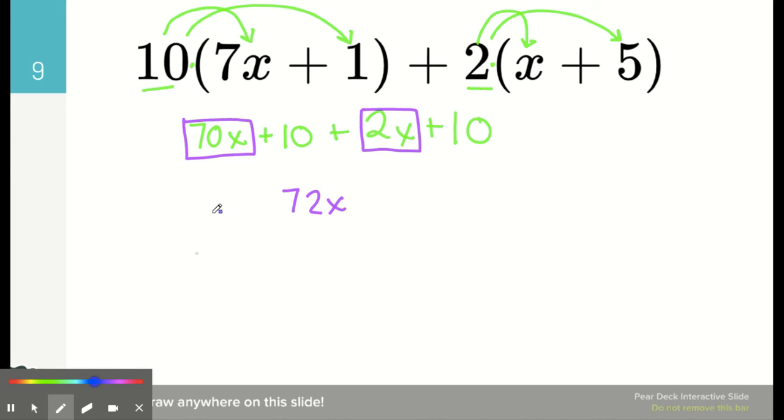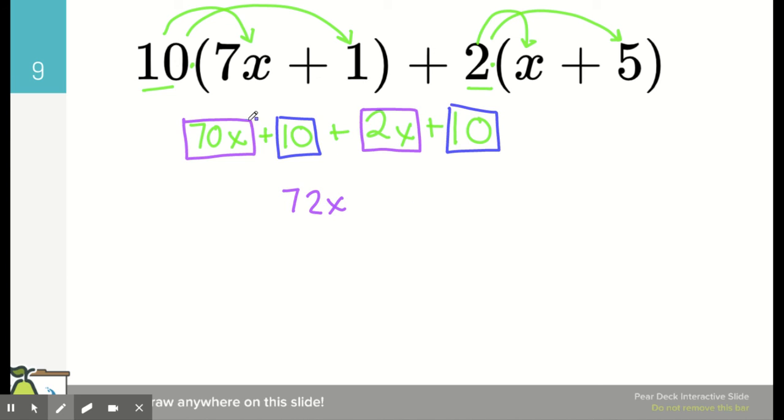We also have a constant of 10, positive 10. Another constant of 10, positive 10. And I really almost should box the sign in with it so that you guys know that these are positive. And 10 plus 10 is 20. So our final simplified expression would be 72x plus 20. This expression is exactly the same as this expression up here. We just condensed it and simplified to combine like terms.